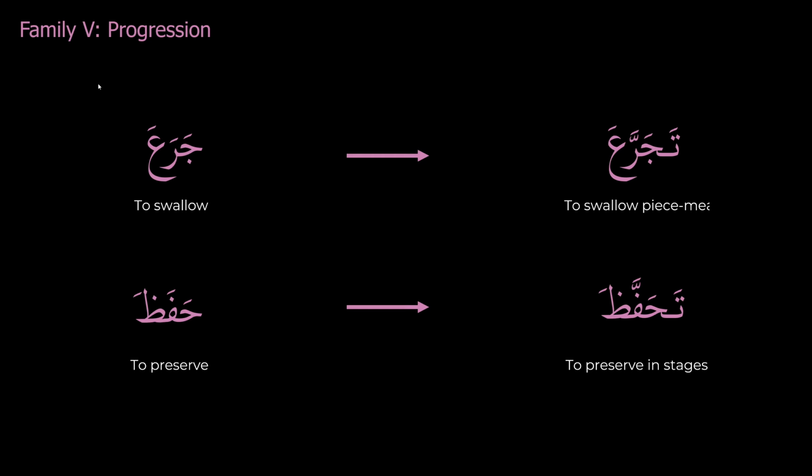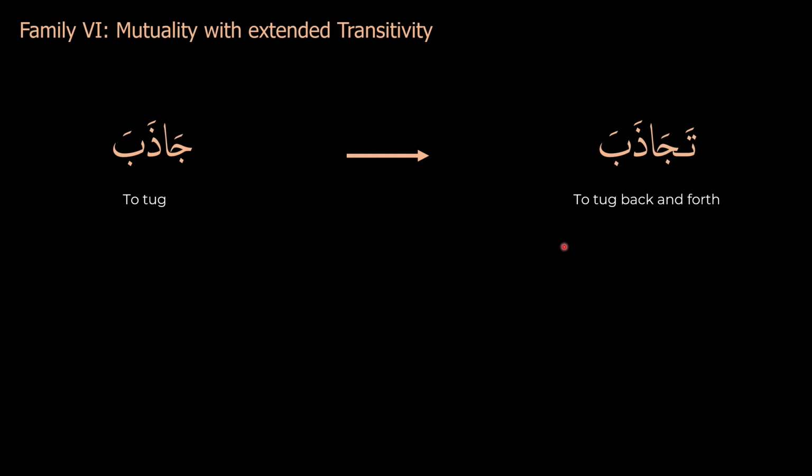And now let's move on to family number 6, which is known as tafa'ul. So one of the meanings family 6 has is of mutuality with extended transitivity. So for example, if we have jadaba, which is to tug, right? If we put this into family number 6, it becomes tajadaba, which is to tug back and forth, right? So it's changing from one individual tugging to a tug of war between two individuals, right?